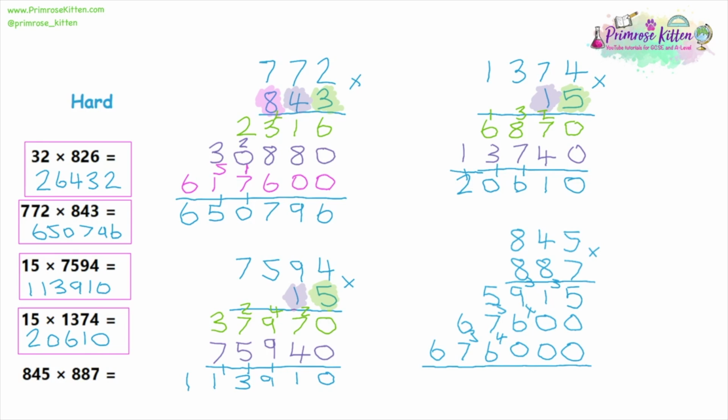Now we just need to add up our answers. So 5 plus 0 plus 0 is 5. 1 plus 0 plus 0 is 1. 9 plus 6 is 15. Plus 0 is 15. Let's carry the 1. 5 plus 7 is 12. 12 plus 6 is 18. Plus 1 we carried is 19. Carry the 1. Then 6 plus 7 is 13. Plus the 1 we carried is 14. Carry the 1. And then 6 plus 1 we carried is 7. So our final answer is 749,515.